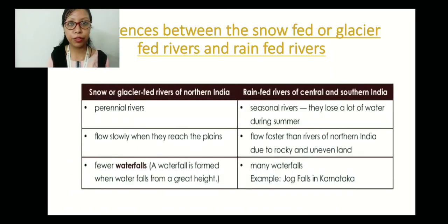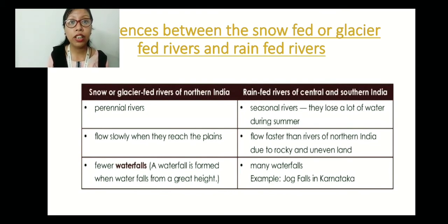Now, let's move towards the next one. These are the differences between the snow-fed or glacier-fed rivers and rain-fed rivers. Now, let's discuss the differences. Snow or glacier-fed rivers of northern India.